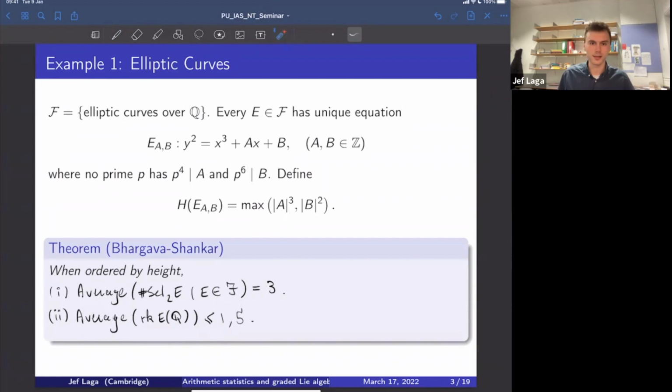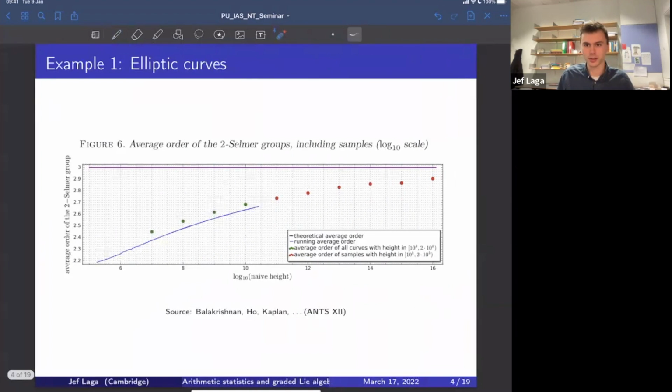And since statistics is in the title of my talk, let me show you a graph. I think this graph is the best up-to-date information about the average size of the 2 Selmer group up to a certain bound of naive height. So for example, this point here displays the average size of the 2 Selmer group of curves up to a height at most 10 billion. And it shows that this is around 2.6. And well, they didn't complete the full data on the right, but some large-scale experiments seem to suggest that it does converge to 3, as it should.